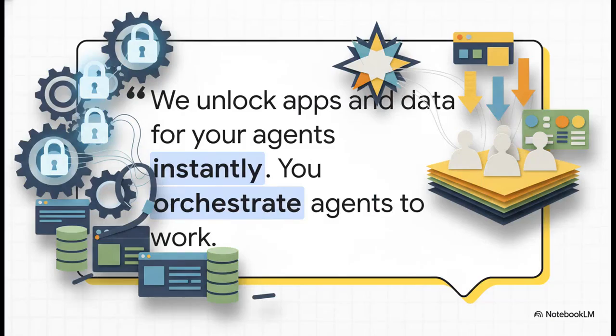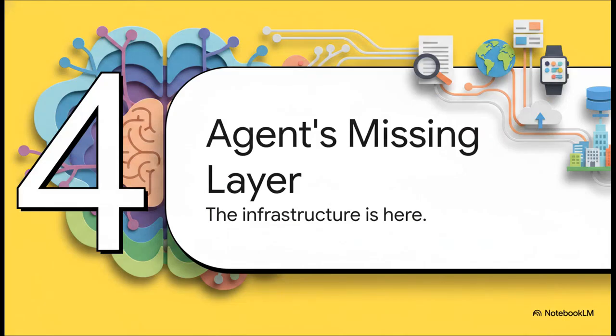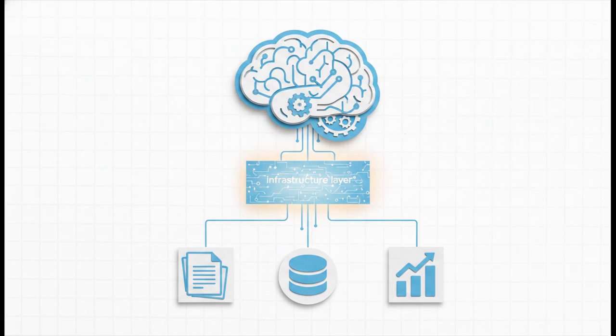I think this quote from their team really nails it. They handle the hard part, unlocking the apps and data for your agents instantly. Your job then becomes the fun part. You just orchestrate the agents to do the work. You focus on the what, not the how. Okay, wow. This is all really starting to click for me. It feels like for the past year, we've had these incredibly powerful AI brains, the LLMs, but they've been missing a nervous system to connect them to the real world. So basically, if you are building anything with AI agents right now, this is the infrastructure layer you have been missing. This is the piece that actually makes them useful.